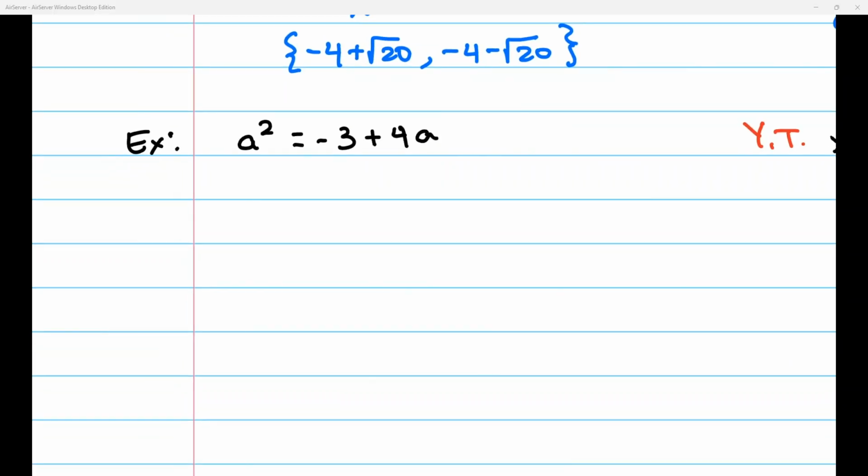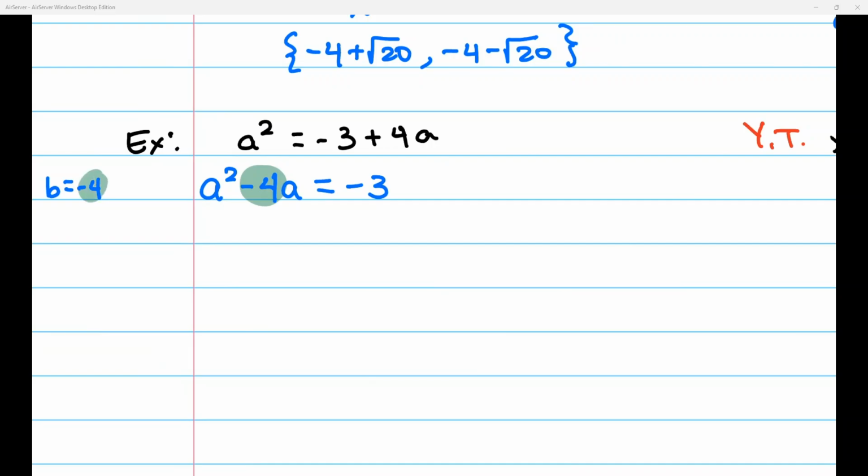So I'm going to write this as a squared minus 4a, because I subtracted 4a from each side, is equal to negative 3. At this point, this is where I'm going to take my b, which is negative 4. I'm going to half it, square it, and add it to both sides. So I said b is equal to negative 4.